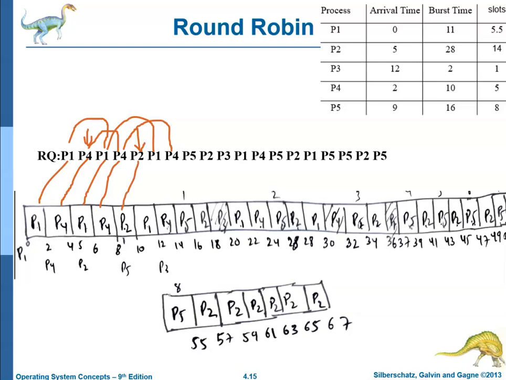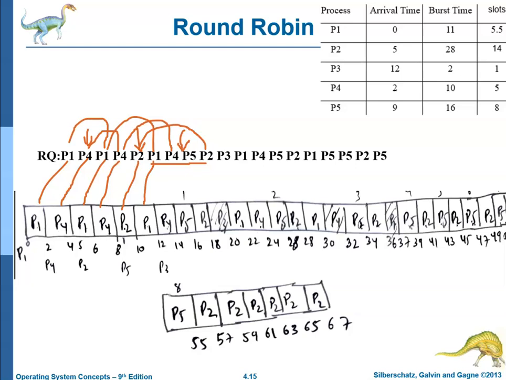As P2 is executing, a new process P5 enters the system, so we add it at the end of the ready queue. What is the content of your ready queue now? P1, P4 and P5. This is the content of your ready queue, and P2 is executing. Once P2 completes its execution, it is added to the end of the ready queue. And then P1 is given the execution. Now P1 starts executing.